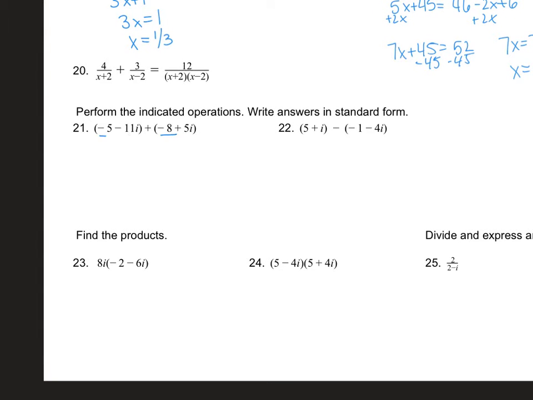When we're adding, we just combine like terms. Please remember to put your real number before your imaginary number. So we have 6 plus 9i.